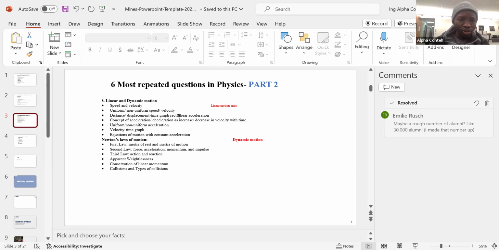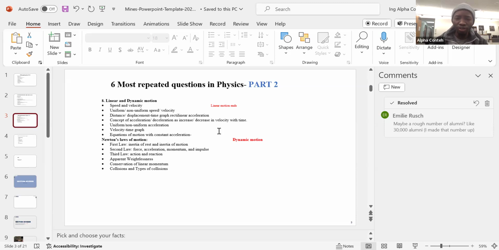Another topic we also need to take note of is the concept of retardation or deceleration. This should also be considered. We also need to take note of uniform and non-uniform acceleration. And the next point, velocity time graph. And the last part under linear motion is simply the equations of motion with constant acceleration.